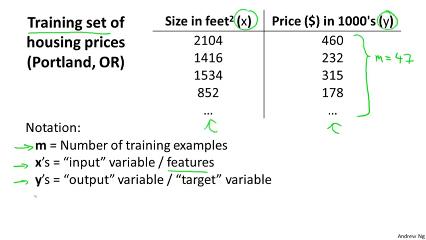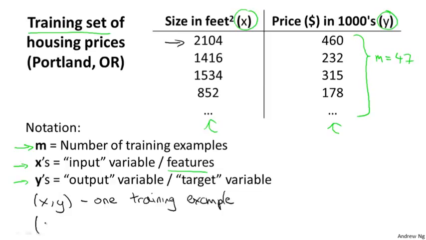A little bit more notation. I'm going to use (x, y) to denote a single training example. So a single row in this table corresponds to a single training example. And to refer to a specific training example, I'm going to use this notation x^(i), y^(i), and I'm going to use this to refer to the ith training example.